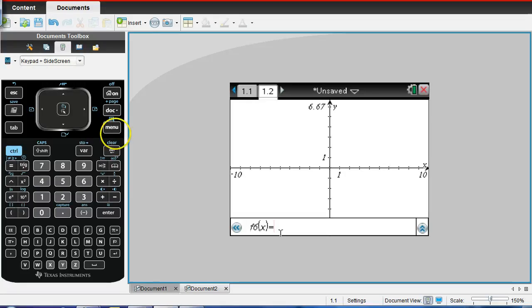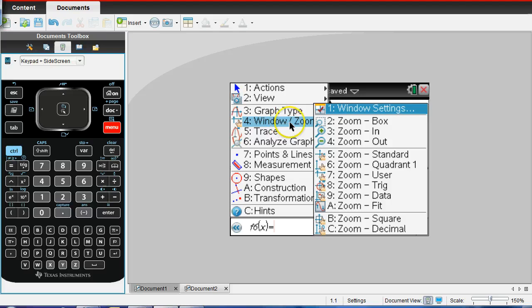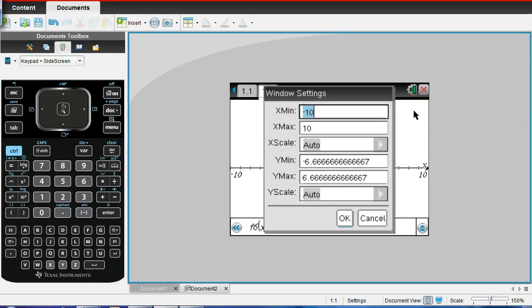Okay, now to change the window settings, I'm going to go to Menu. Number 4 says Window Zoom. The very first thing it says is Window Settings. Now I want to change my X minimum to be -5.